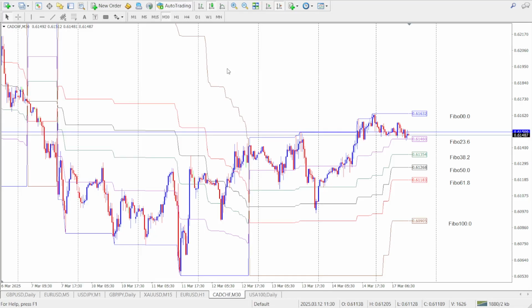Now the Fibonacci channels indicator is quite an effective tool and could be a valuable addition to your trading toolkit, especially if you are a fan of Fibonacci trading. If you are the kind of trader that likes the Fibonacci method, Fibonacci retracement and all of that, then this indicator could be a valuable addition to your trading toolkit.